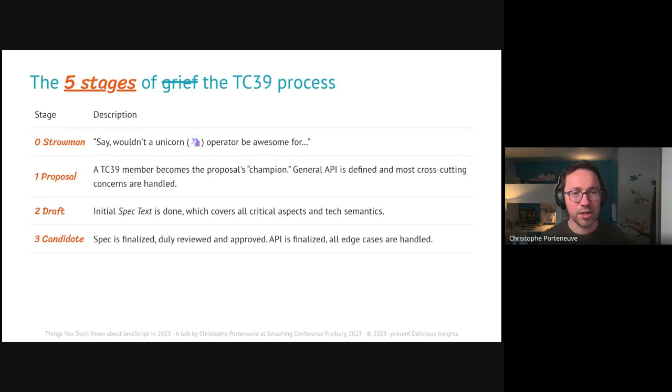When you get to stage three, and we've got a lot of stuff at stage three right now, well over 20 proposals, it means that the spec is entirely done. It's neatly tied up. It's been reviewed, it's been approved, the API is finalized, you don't have any leftover edge case. So what is missing for you to get to stage four, which is the final stage? To get to stage four, you need two major things.